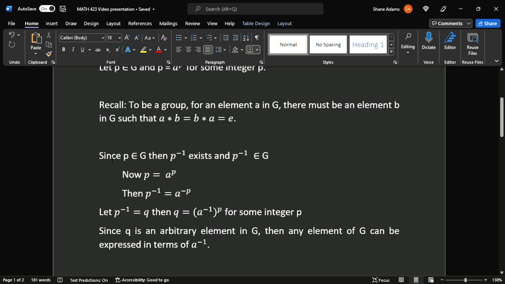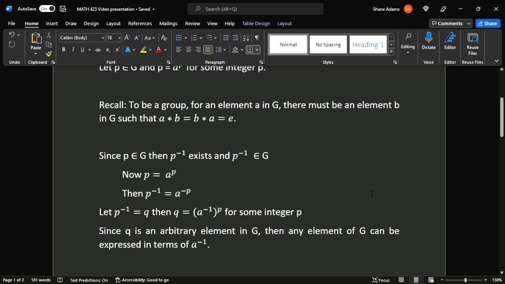So since P is an element of G, then the inverse of P exists, and the inverse of P is also an element of G. Now we're going to define P is equal to A to the P power, which we did earlier. So then P inverse should equal A to the inverse of P. So now we're going to let P inverse equal Q, which therefore means Q is going to equal A inverse to the P power for some integer P.